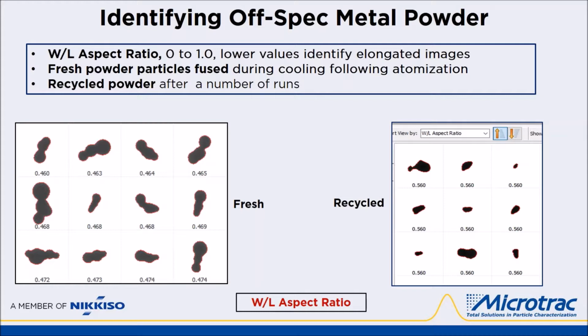The sample on the left is a fresh batch of powder, and the sample on the right is from a recycle stream. A portion of the low width to length ratio particles has an elongated shape, but not quite as distinguishable as fused individual spheres, and from a smaller size fraction than we saw with the fresh powder. So we can identify and quantify the fraction of elongated particles in a sample by the following method.